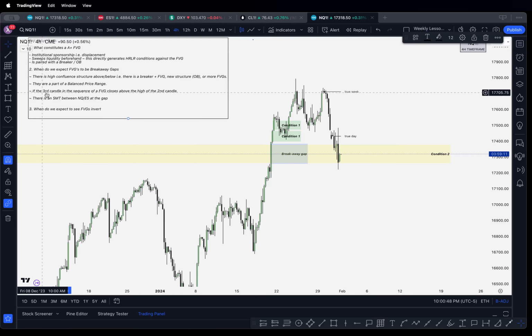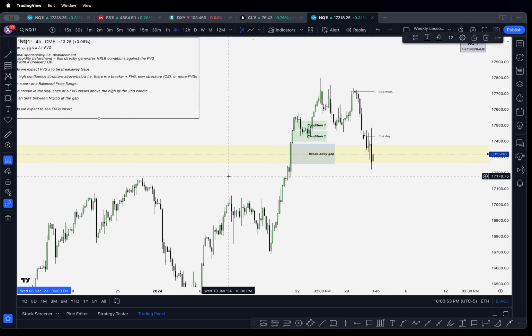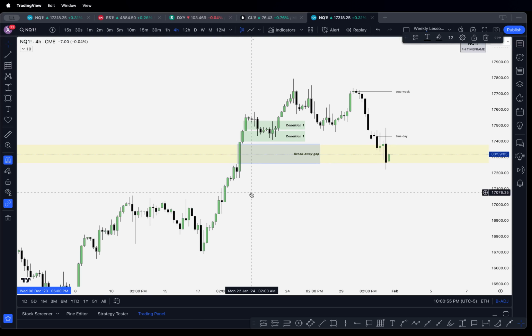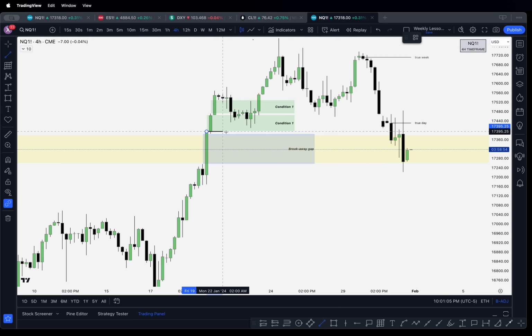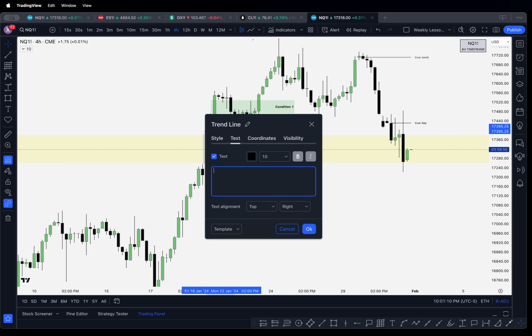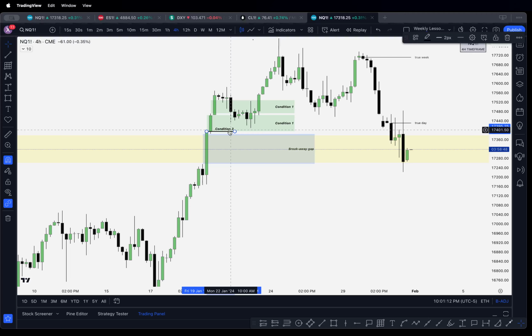Okay. So, if the third candle in the sequence of a fair value gap closes above the high of the second candle. That's a pretty easy one for you to do. I'm gonna give you the 3 candles. Okay? 1, 2, 3. You tell me if that's true. This is the high of the second candle. And it closes above the high, yes. There we go, guys. All 3 conditions met. Do we have a strong candidate for a breakaway gap?